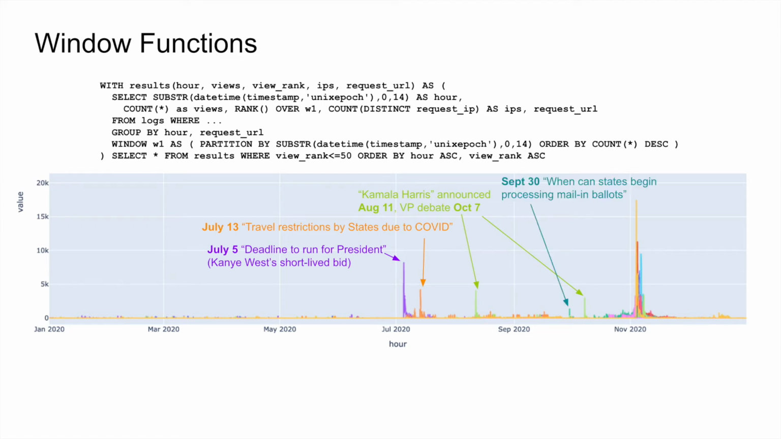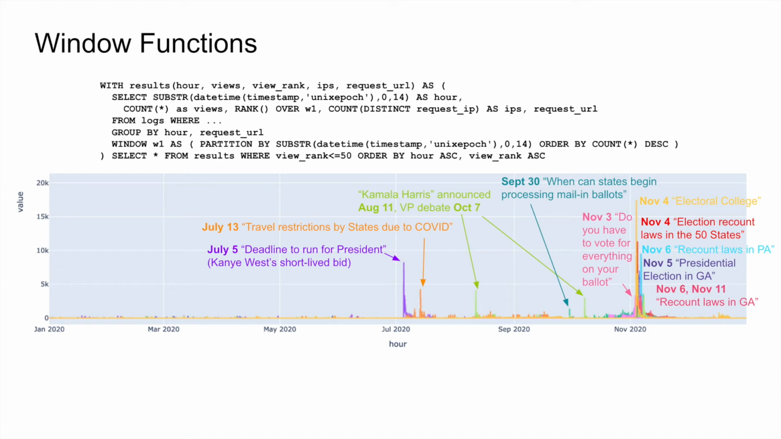Interest in early processing of mail-in ballots at the end of September, as mail-in voting picked up and people were eager to learn early results. The rather disheartening spike in people asking, do you have to vote for everything on your ballot on Election Day? And many questions about the Electoral College, recount laws, and presidential results in Pennsylvania and Georgia in the aftermath of Election Day.